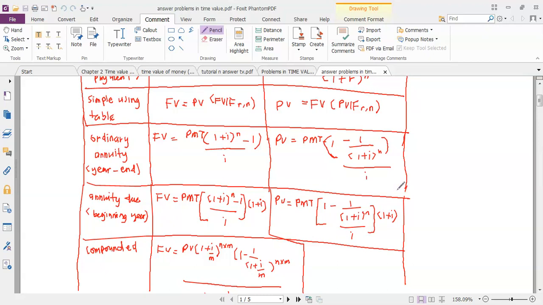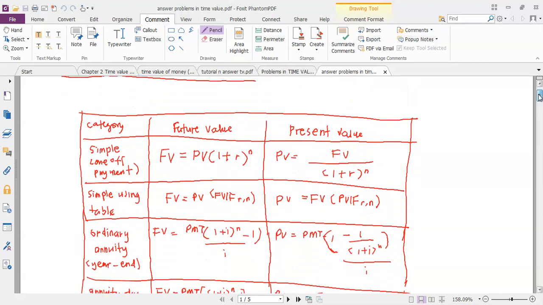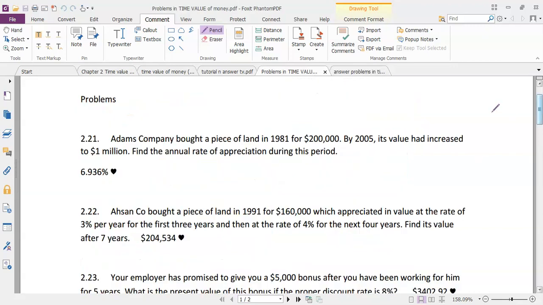Understand how to calculate the exercises or problems in time value of money using formulas. I've already simplified them for you in this table, if you can see this. Please make sure that you have the calculator with you. The exercise question is here.